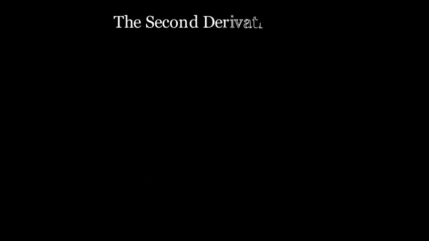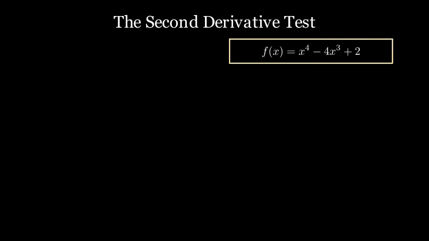Now let's apply this with the second derivative test on a real function. Our function is x to the fourth minus 4x cubed plus 2. First we take the derivative, 4x cubed minus 12x squared. Taking the derivative again gives the second derivative, 12x squared minus 24x.